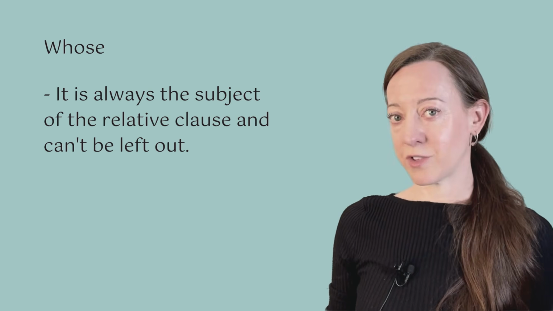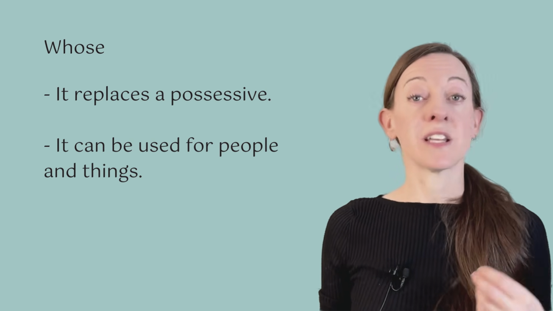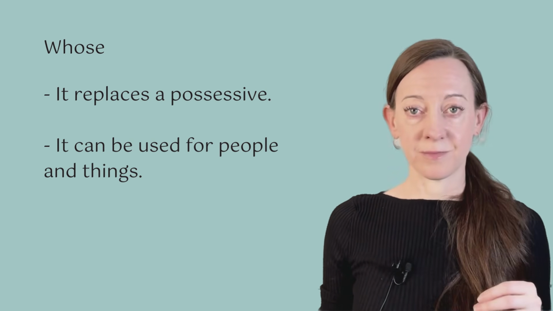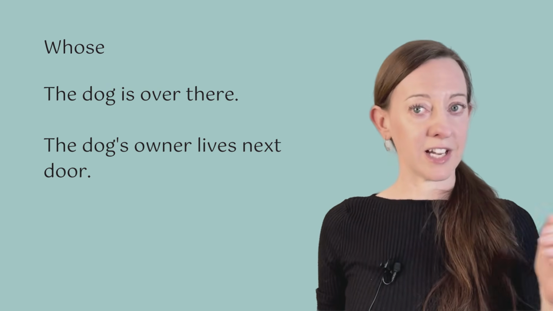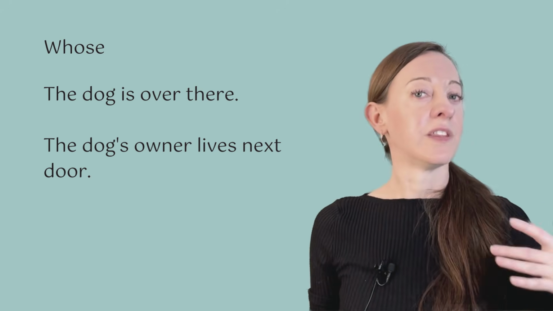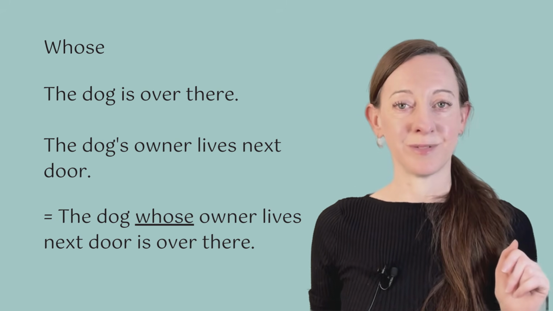Let's talk about the word whose. Whose is always the subject of the relative clause and it can't be left out. It replaces a possessive. It can be used for people and things. The dog is over there. The dog's owner lives next door. The dog whose owner lives next door is over there.